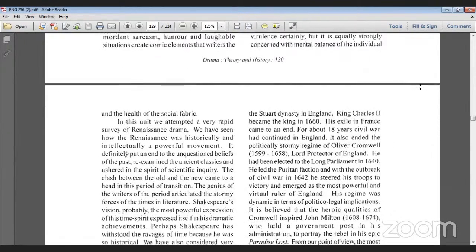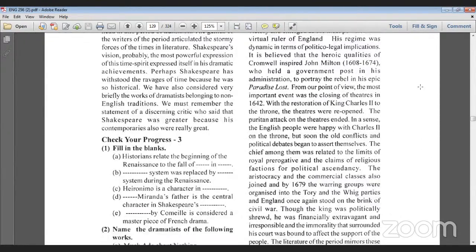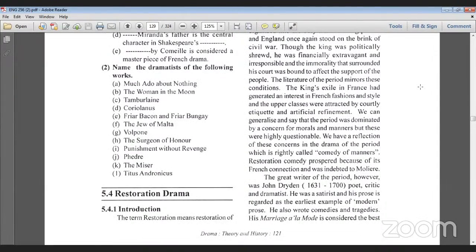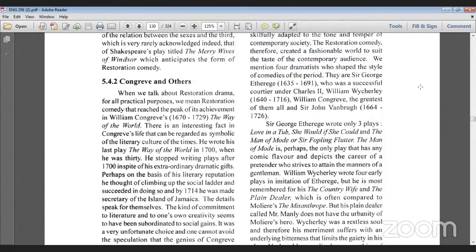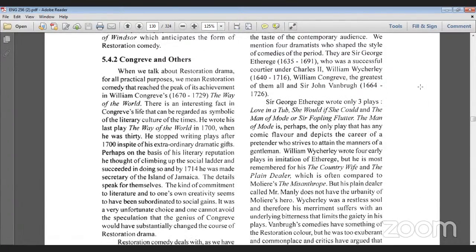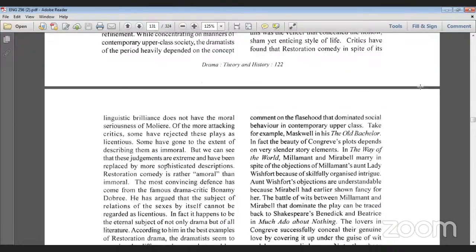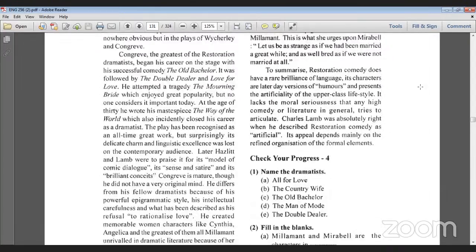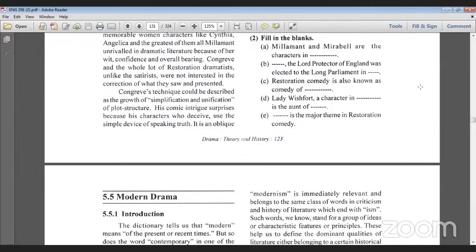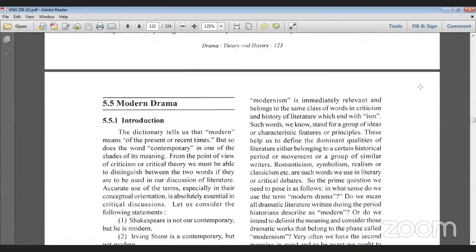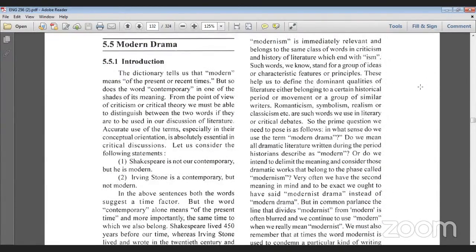The Renaissance drama. Okay. Further, if you go, historian drama, convergence and other. Then if you go further, they have been explained to you, modern drama, which is an important part. Mostly it is asked in your exam during your paper, modern drama. Okay, so be sure that you are writing it properly while giving your answers.